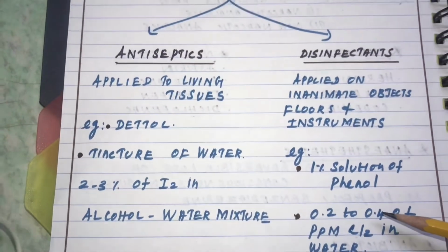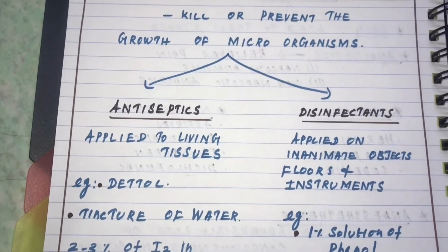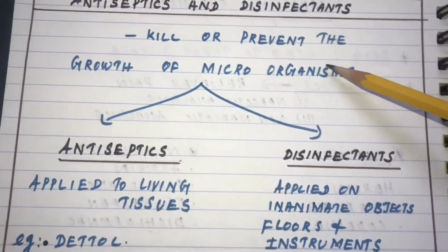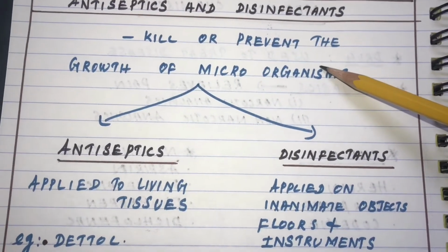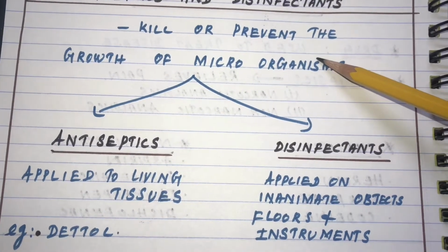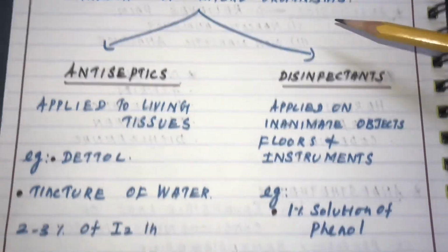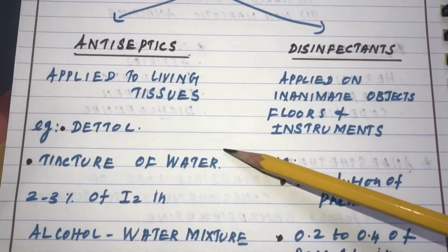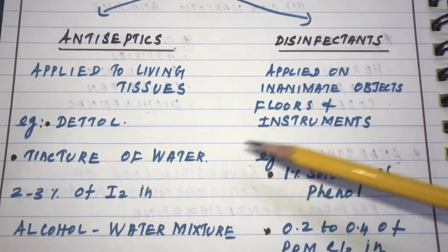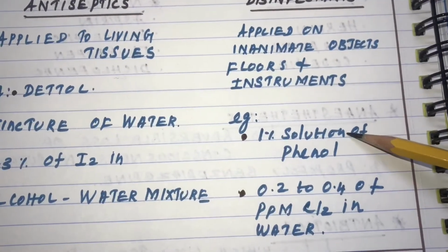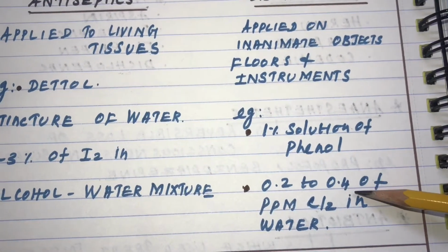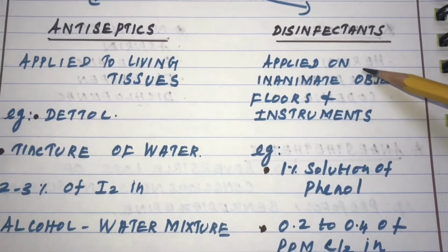So, antiseptic and disinfectant. Disinfectant is used to kill or prevent the growth of microorganisms. Dettol and tincture of iodine are antiseptics. Phenyl, chloroform, and chlorine water are examples of disinfectants.